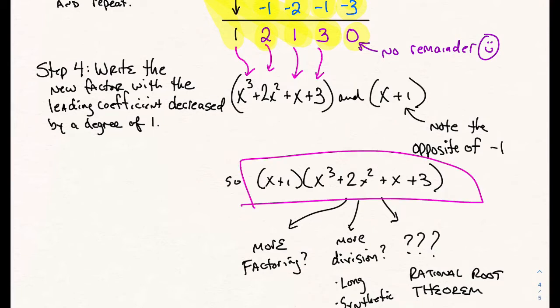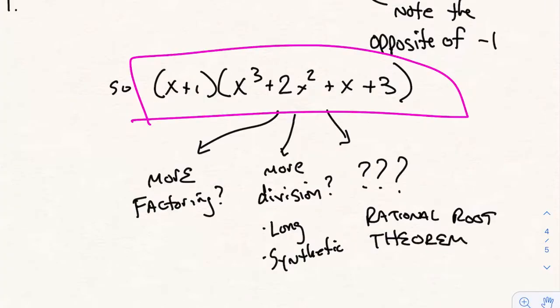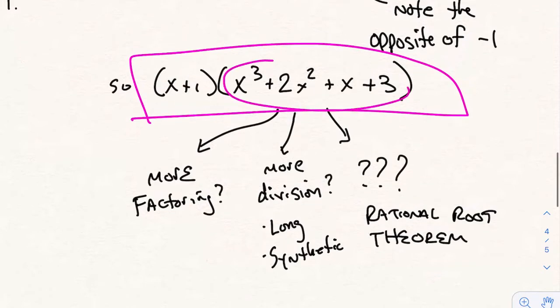Now, what do we do next? Well, we might factor more. We might do some more long division. We might do some more synthetic division. This is this idea here. Look at this mess, right? What are we going to do with that 4-term polynomial in there? This is going to lead us into what's called the rational root theorem. It's going to lead us into the next section.